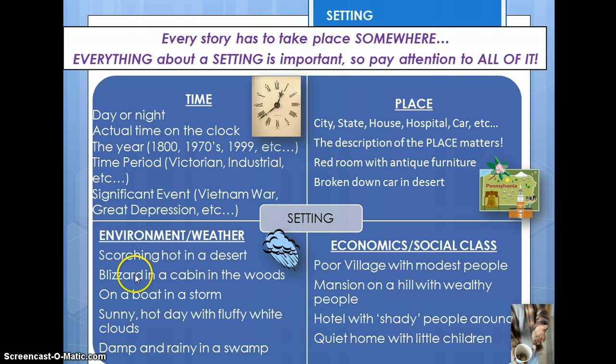The environment or weather. Whether it's scorching hot in a desert, or a blizzard in a cabin in the woods, the weather can definitely have an effect on the story. And setting can have to do with time period, which can affect the people in the story depending on their economics and their social class. So here you have a poor village with modest people or a mansion on a hill with wealthy people. All of these are going to create different settings, different expectations for the character and the people involved.